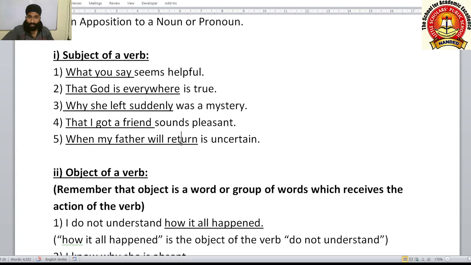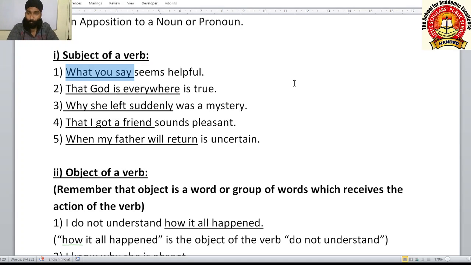When my father will return is uncertain. What is uncertain? When my father will return. This is uncertain. So this is acting as a noun. What you say seems helpful. Now if you replace this clause with a noun, it will not make any other change here, just the clause will change.